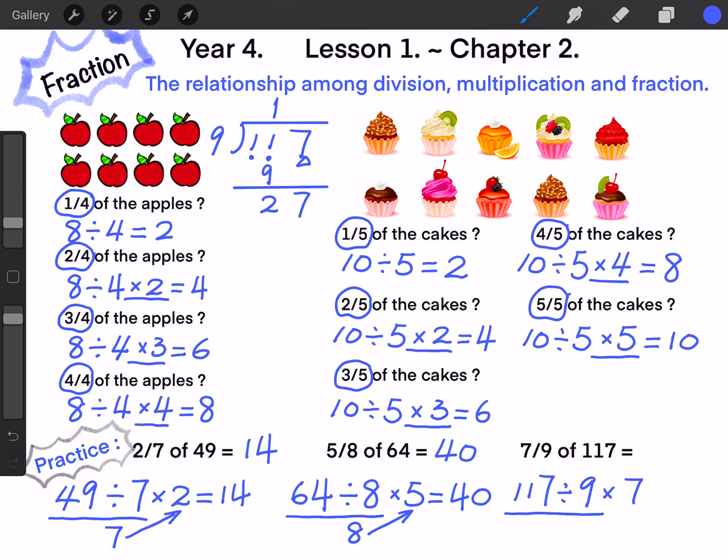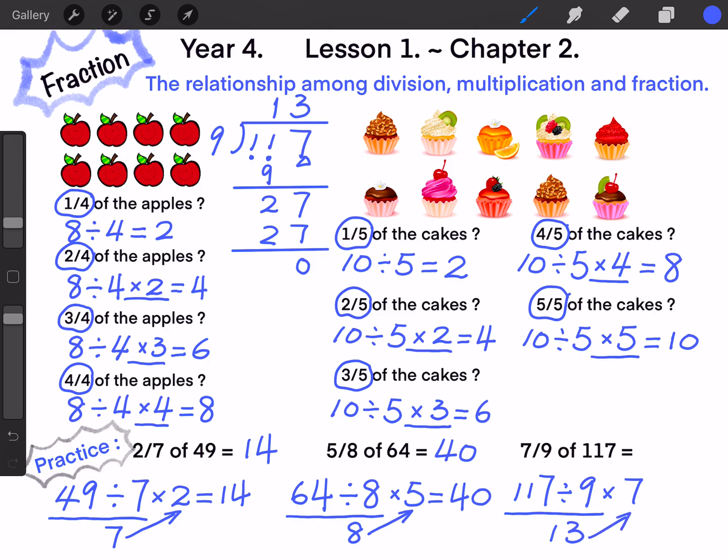Now we have 27. 3 times 9 equals 27. 27 minus 27 equals 0. So 117 divided by 9 equals 13.